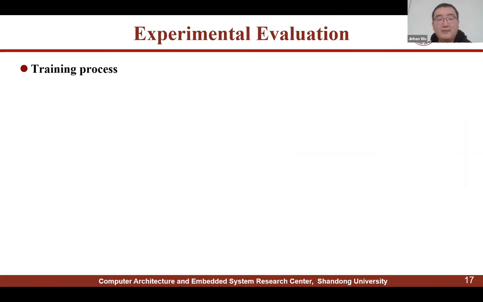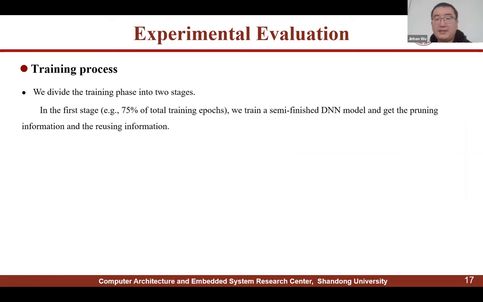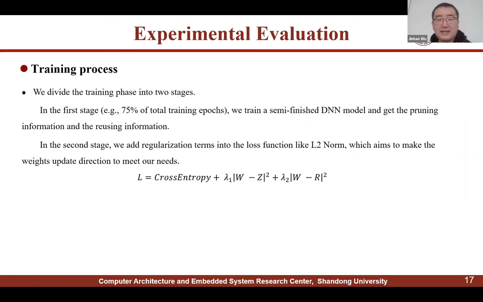Then I will introduce the training process. We divide the training phase into two stages. In the first stage, we train a semi-finished DNN model and get the pruning information and the reuse information. In the second stage, we add regularization terms like the L2 norm into the loss function, which aims to make the weight update direction meet our needs. The weight matrix W is the original weight matrix. The weight matrix Z is the ideal weight matrix that strictly satisfies our pruning demand, and the ideal weight matrix R is the weight matrix that strictly satisfies our reusing demand. The ideal weight matrices Z and R can be obtained by modifying the original weight matrix W according to the pruning information and the reusing information.